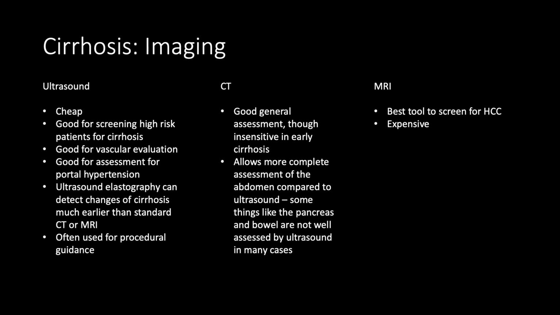CT generally provides good assessment of cirrhosis and can provide a more complete assessment of other abdominal organs such as the pancreas and bowel, which are normally not seen on ultrasound. However, CT is insensitive in early cirrhosis. MRI finally is the most sensitive tool to screen for hepatocellular carcinoma, however, it is also the most expensive.